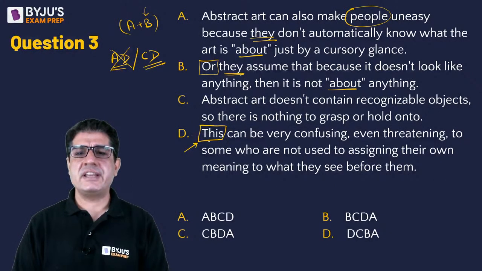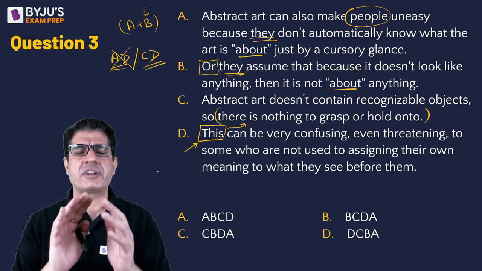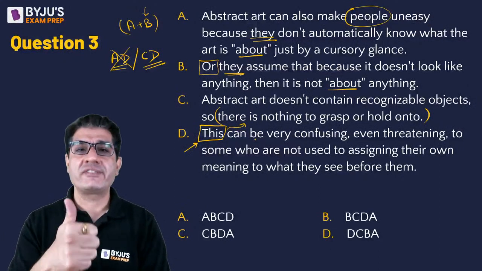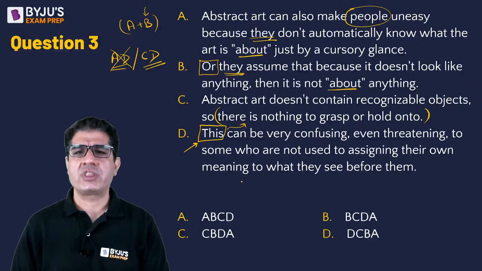When you use CD, then you're referring to something where there is nothing to grasp or hold on to. This can be very confusing. So we are referring to this fact or this statement. My answer needs to have CD, and my answer needs to have AB. The only option that gives me both of these pairs is option A.